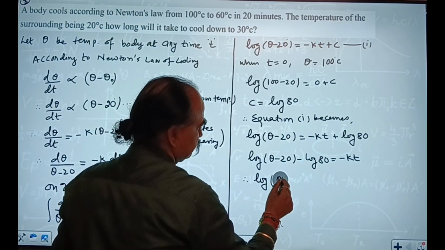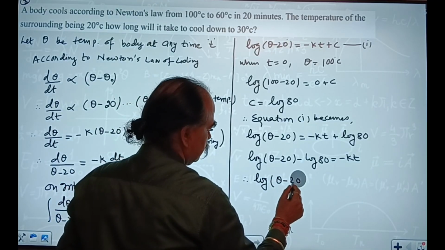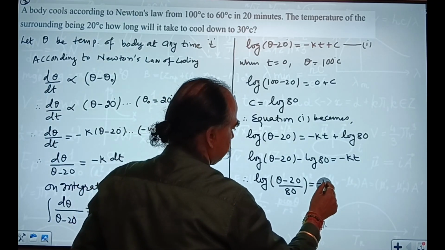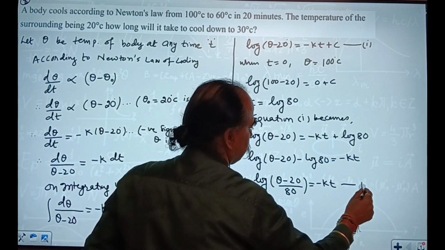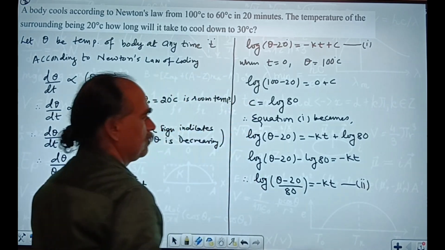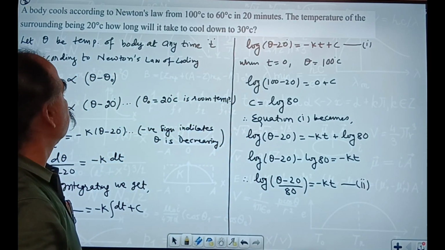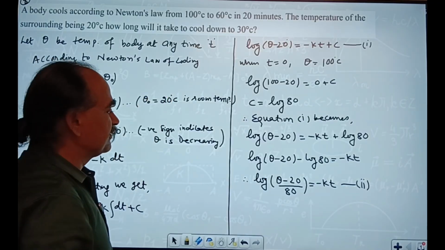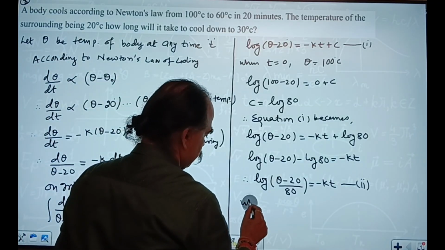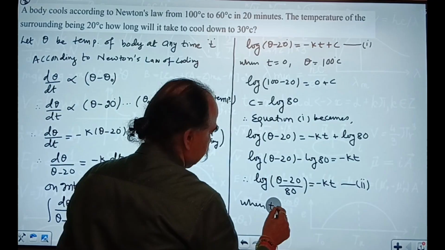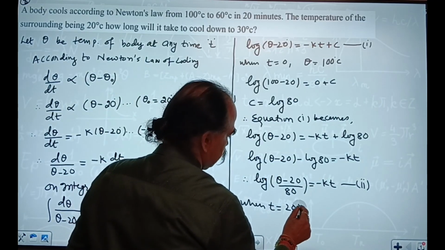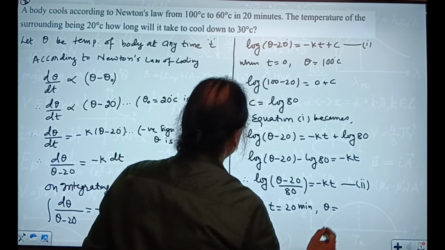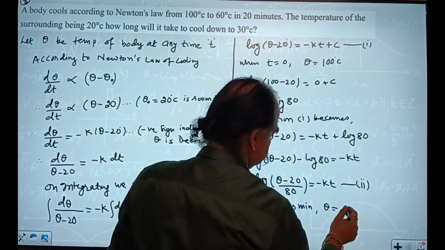Log of theta minus 20 upon 80 is equal to minus kt, equation number 2. Now when time is 20 minutes, theta is what? 60 degrees. When t is 20 minutes, theta is what? 60 degrees.